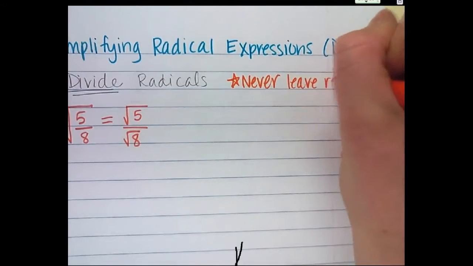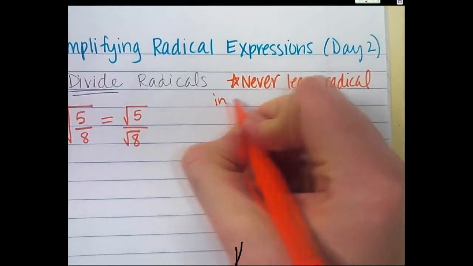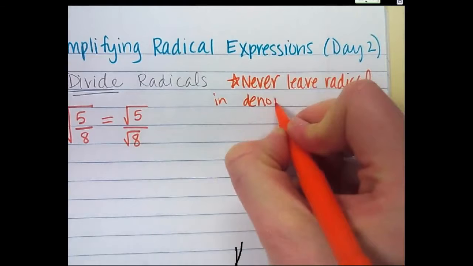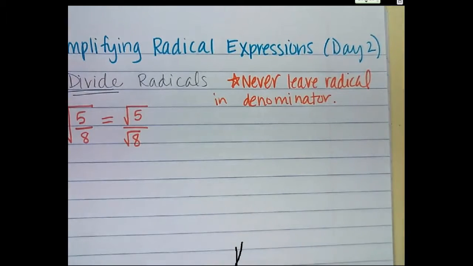So when we're doing radicals with division, we never want to leave a radical in the denominator. So it's kind of like when you're simplifying, this is part of simplifying. You don't ever want to leave radicals in the denominator. So we're going to get rid of the radical in the denominator.